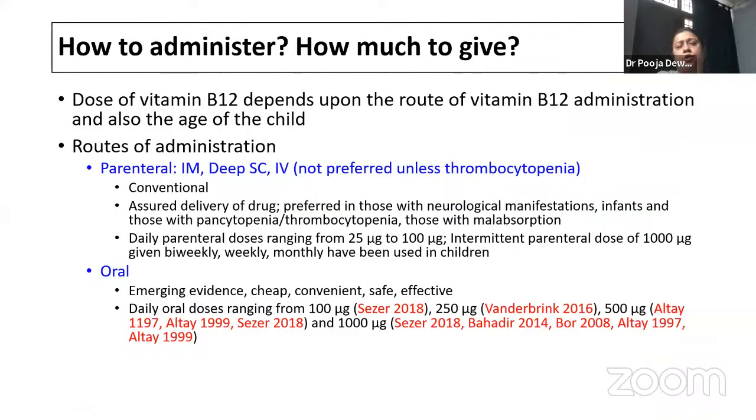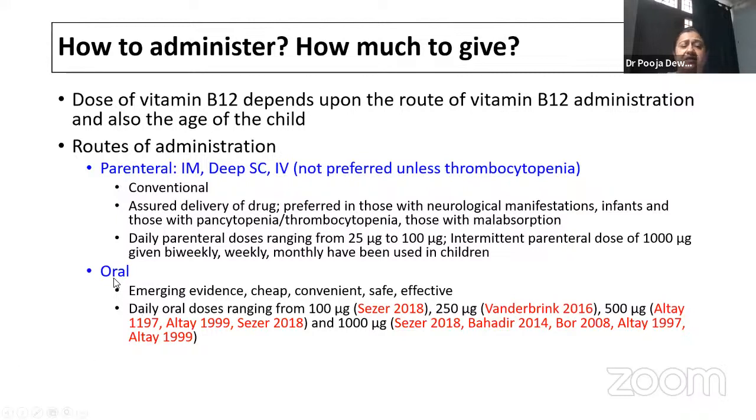So coming back to the dose, we saw that the dose depends on the route of administration. It also depends on the age of the child. So the routes of administration can be either parenteral, mostly intramuscular or deep subcutaneous, and sometimes intravenous. Now, parenteral is the conventional route, which is preferred by most doctors because you are assured that whatever you are giving is getting into the body.